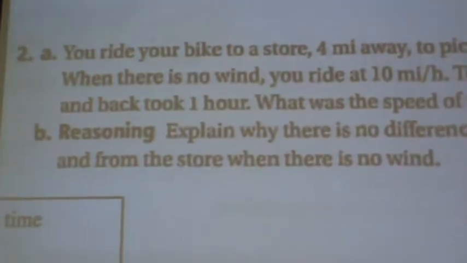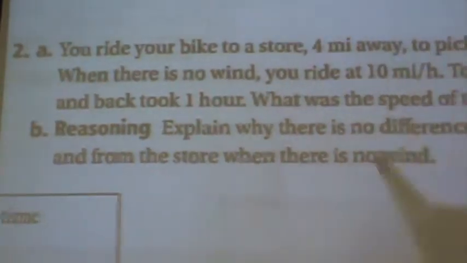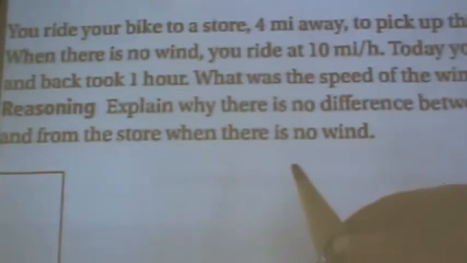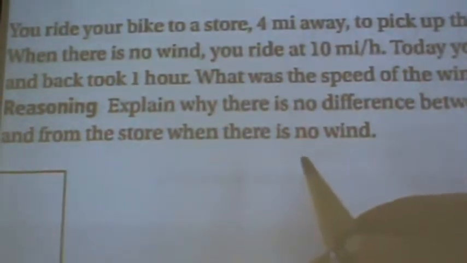You are riding your bike to a store. Your mom sends you to a store, and the store is 4 miles away, to pick some things up for dinner. In a perfect world with no wind, you're riding your bike at 10 miles per hour. But we're saying that there is wind. We're assuming, here's your house.